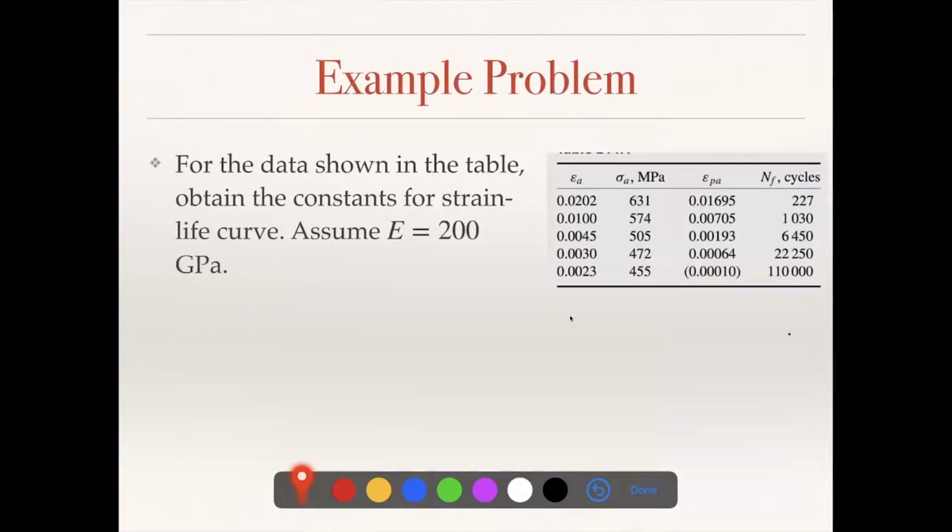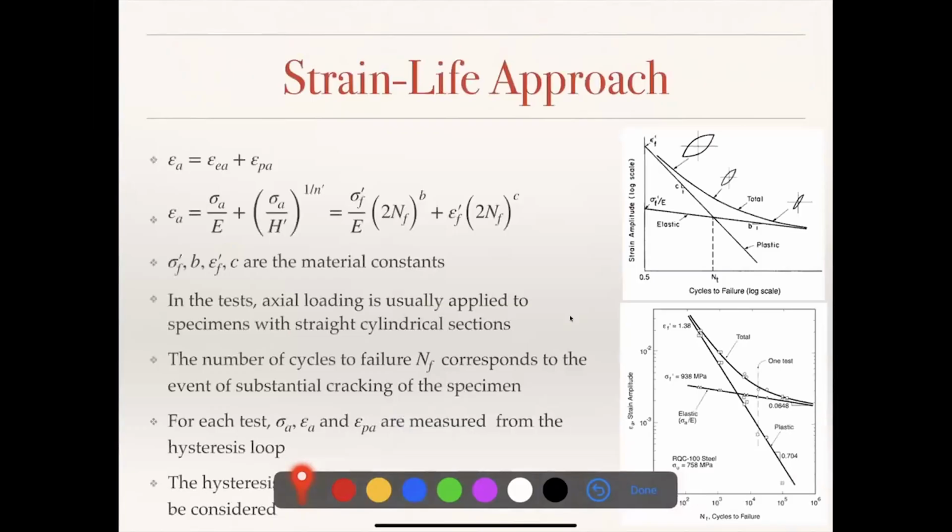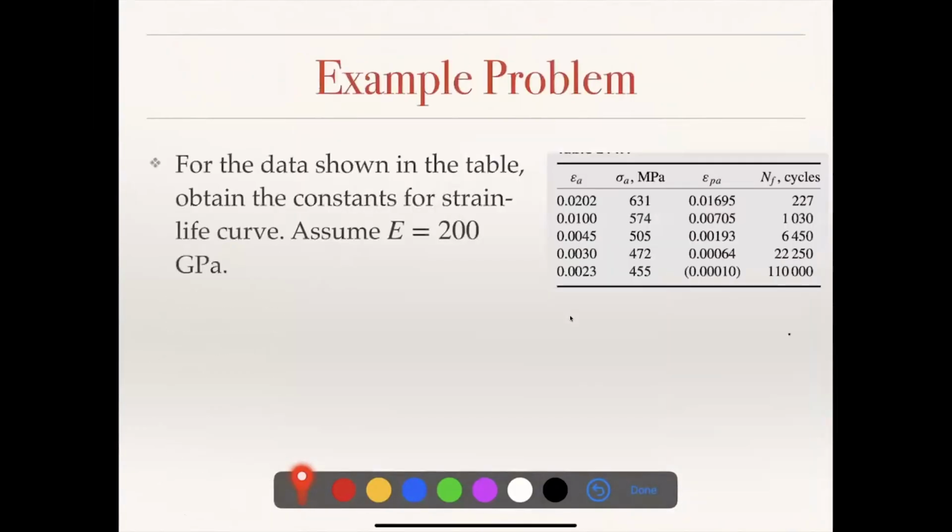So now you have a total strain amplitude, and stress amplitude. For the data shown in this figure, obtain the constants for the strain life curve. How will you do that? This is your strain life curve, and you need to fit this data to the strain life equation and then get the constants, right? Like what we have done in the previous case.